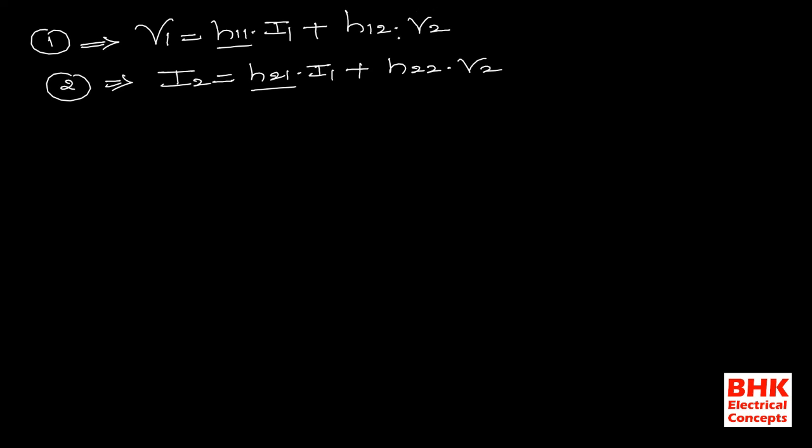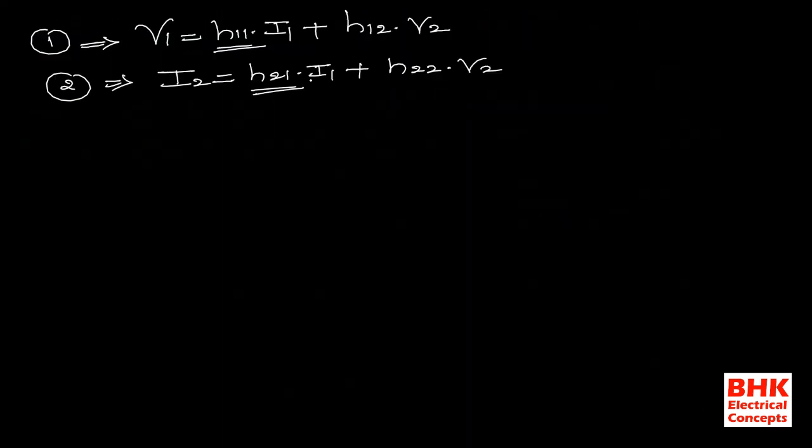Okay, so by short circuiting port 2, we are making the value of V2 equal to 0, because in short circuit the voltage is 0, current is maximum. So because of that condition, if we are short circuiting port 2, V2 will become 0. By applying that value, you are going to get the values of H11 and H21 like this.